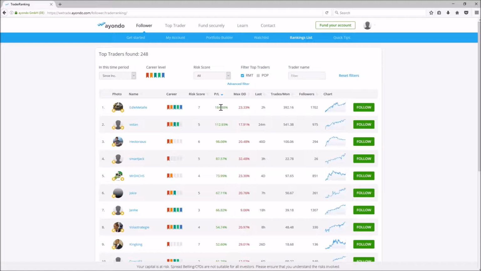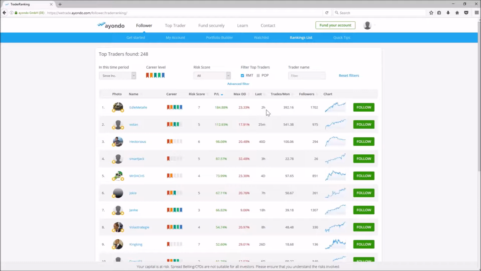Because when I'm choosing to follow other traders, I want to try and smooth out the day-to-day volatility. So if they've got a relatively big drawdown, that's something I look to avoid. 23%, I mean, that's probably getting near the extremes for me. You can see Smart Jack down here, this trader number 4, has made 87% profit, but along the way lost a third of their account. So it's all about what your appetite for risk and volatility is.